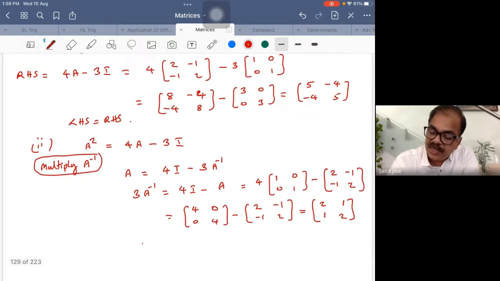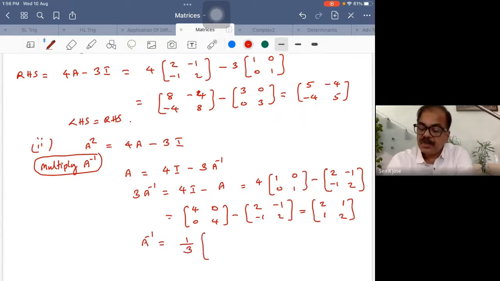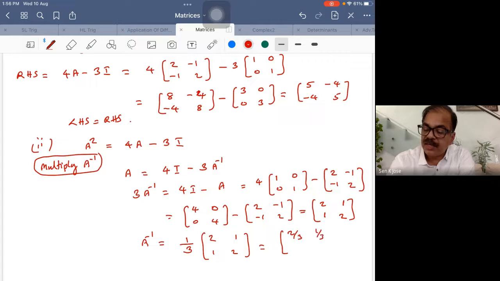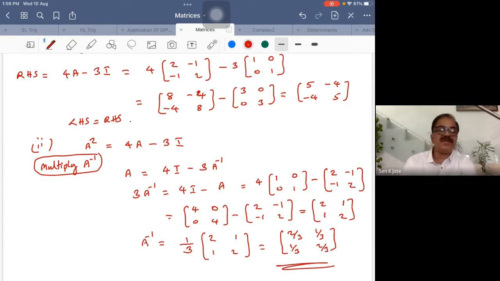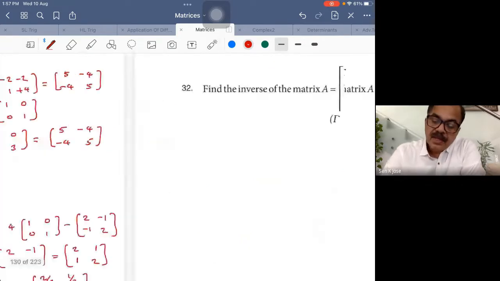That's 3 times A inverse, therefore A inverse will be divided by 3. Shift 3 to the other side. So 1 by 3 into 2, 1, 1, 2. Maybe you can even take 1 by 3 inside, so it will look like 2 by 3, 1 by 3, 1 by 3 and 2 by 3. Divide every single element by 3.